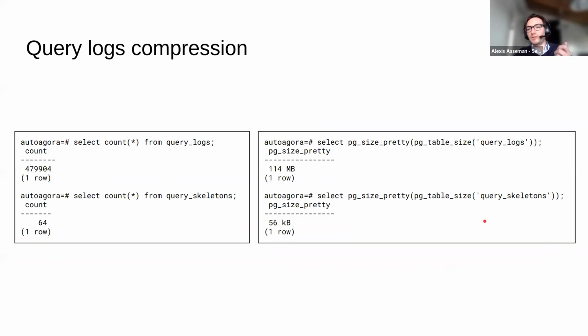So here, to give an example, that's basically a compression technique, and it really works well, because sometimes those query skeletons are very large. So we can see that here we have 500,000 queries, and we have only 64 skeletons. That gives an idea of how repetitive those queries really are. And here our query logs table is using only 100 megabytes of data, so it's not very much.